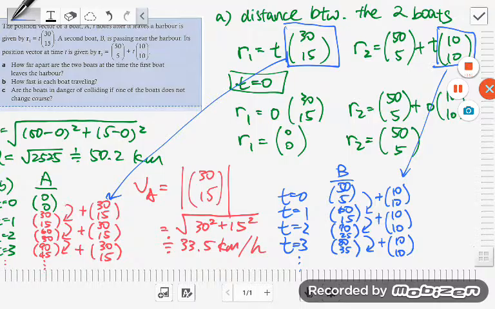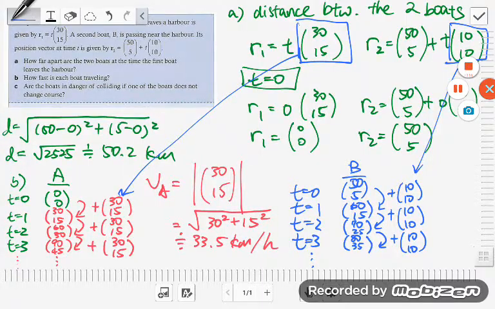Okay? So technically, we don't really have to come up with this table, the table where time equals 0, 1, 2, 3 and figure out their respective position vectors. I didn't have to do that because from the pattern we see here, the vector that we're multiplying the time with gives us the information on how fast the boats are traveling.